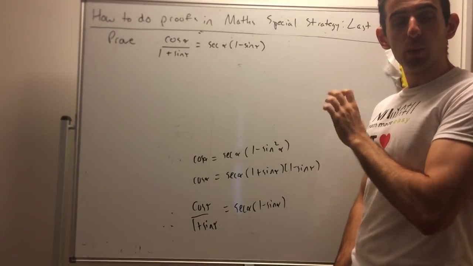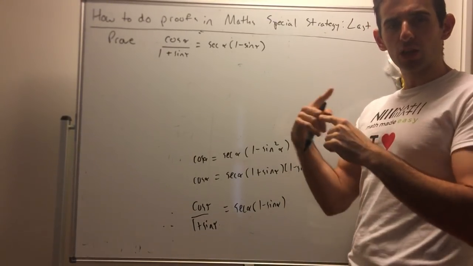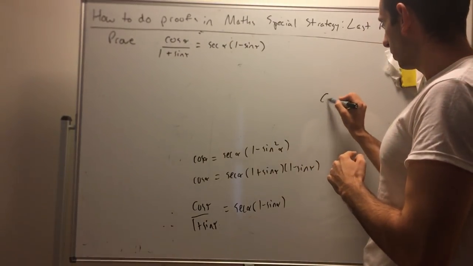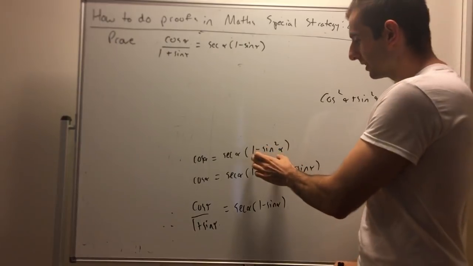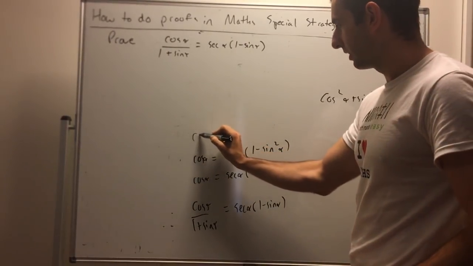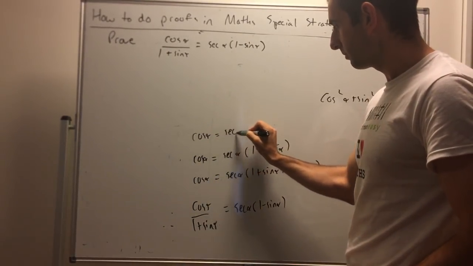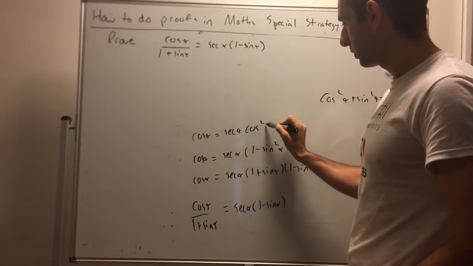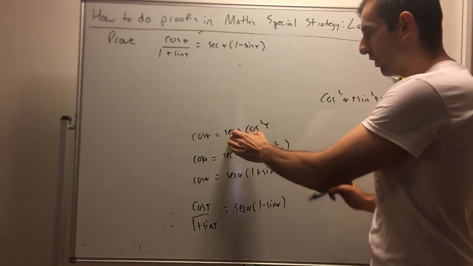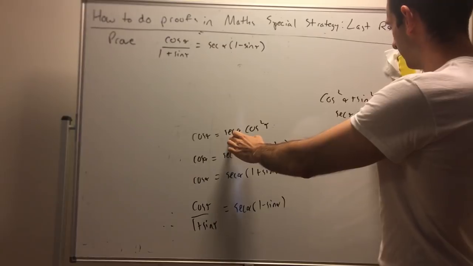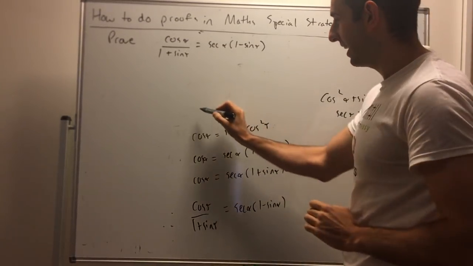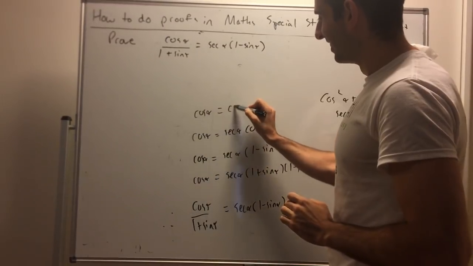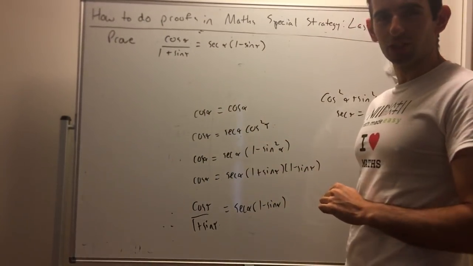So all I've got to know here is one basic identity: cos squared plus sine squared equals 1. So all I've got to know is this. Cos squared alpha plus sine squared alpha equals 1. Because then that means this is cos squared alpha. And now all we need to know is that sec alpha equals 1 on cos alpha. So 1 on cos alpha cancels with that. And look at what we end up with. Cos alpha equals cos alpha.